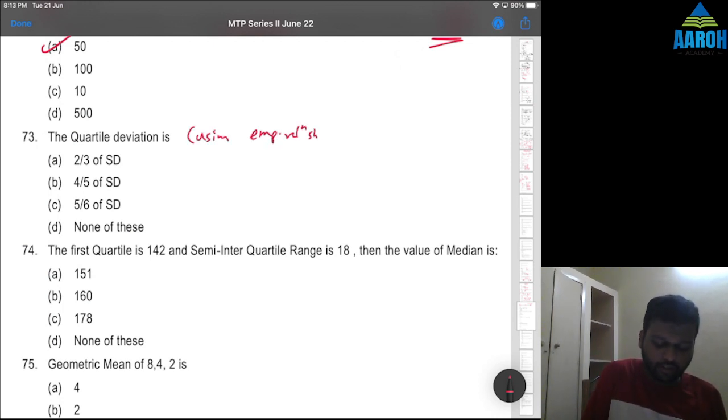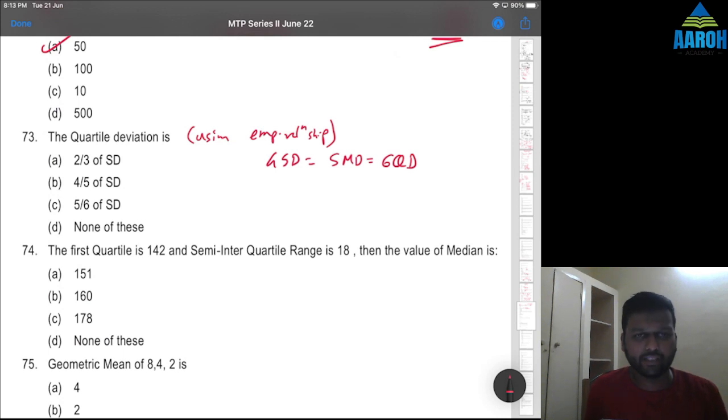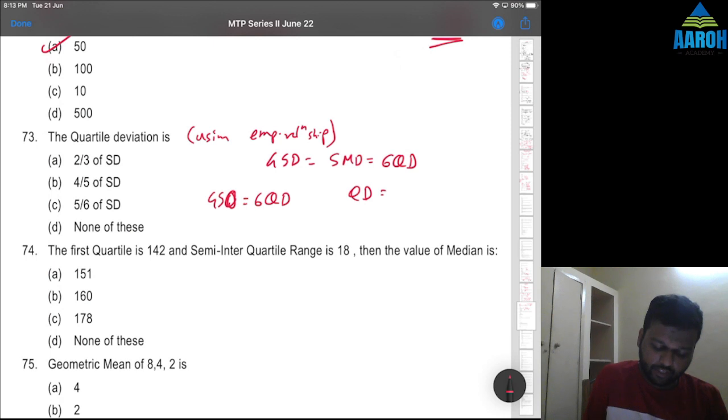Also, one more thing, they have not given this anywhere in the module. So just be aware of that. The relationship is that 4SD is equal to 5MD is equal to 6QD. This is the empirical relationship, not an exact one. So using this quartile deviation, we know that 4SD is equal to 6QD. If we rearrange it, quartile deviation is equal to 4 by 6 into standard deviation, or 2 by 3 of SD, option E.